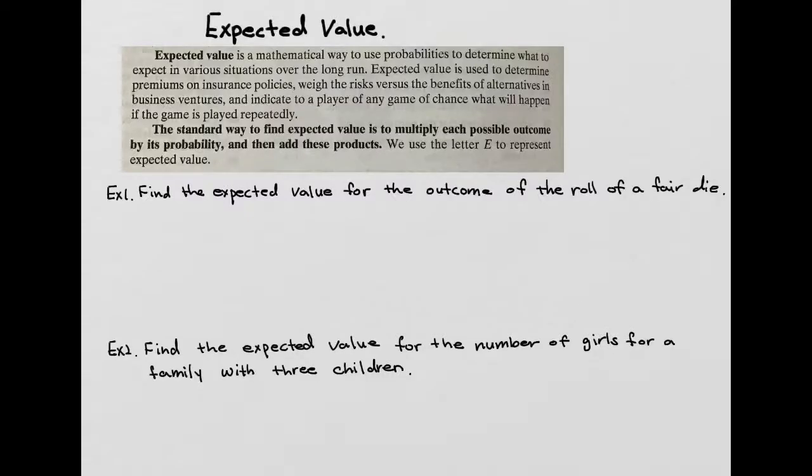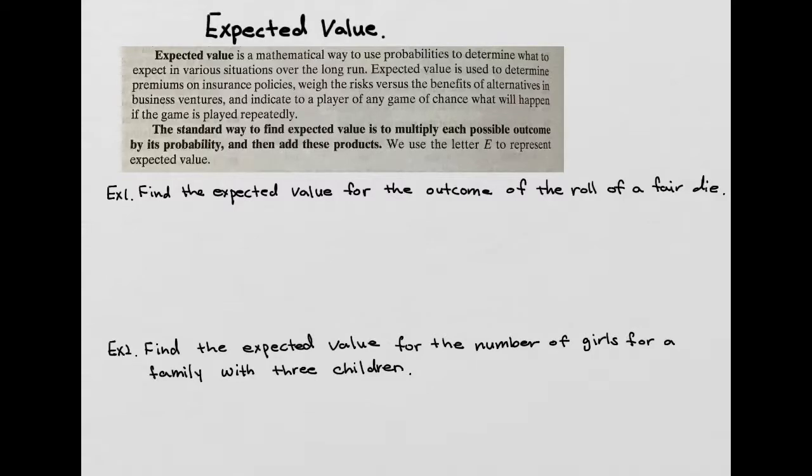Today's section, we're going to talk about expected value. So what is expected value? Expected value is the mathematical way to use probability to determine what to expect in various situations over the long run. The way that you're going to usually find the expected value is to multiply each possible outcome by its probability and then add these products. That's how you usually find your expected value, and we use the letter E to represent the expected value.